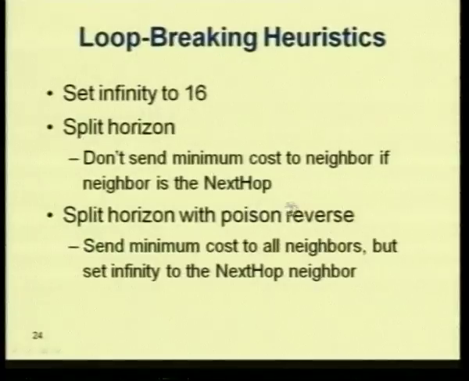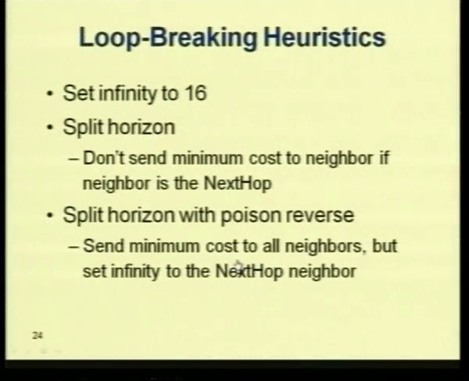Okay. Another mechanism that is used is split horizon with poison reverse. Here what you do is you send minimum cost to all neighbors, but you set infinity for the next hop neighbor. In split horizon we do not send the information, whereas here what you do is you send the information, but you set that value to infinity. It is called the split horizon with poison reverse mechanism. So, these are mechanisms that are used in order to solve this count to infinity problem.